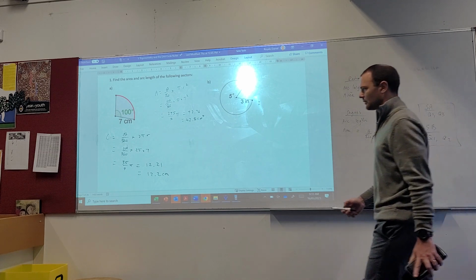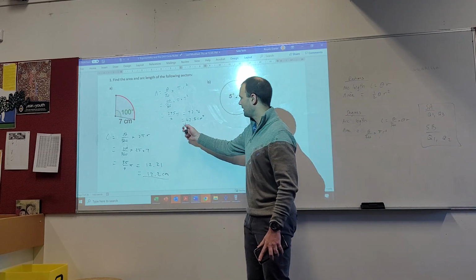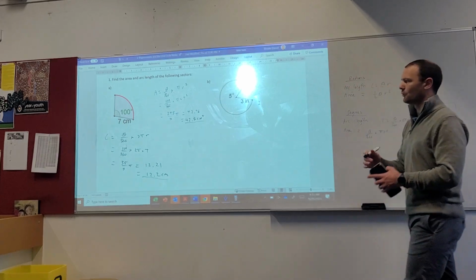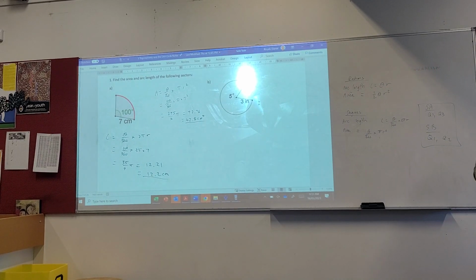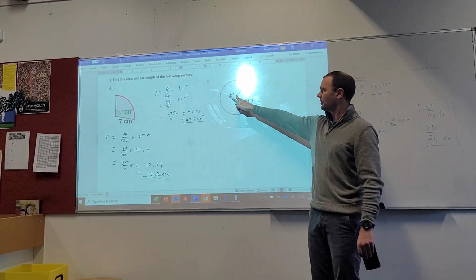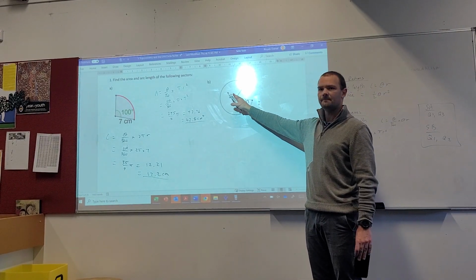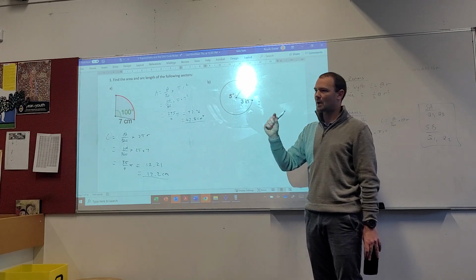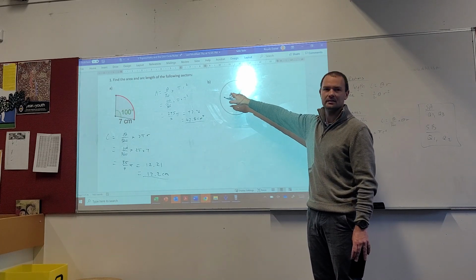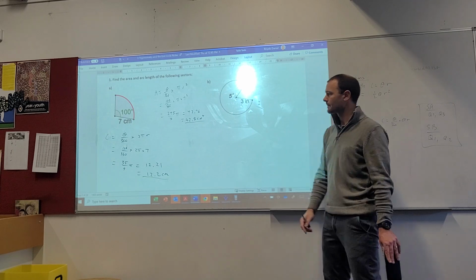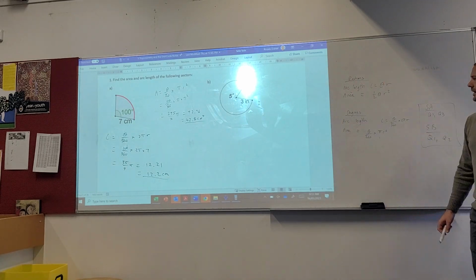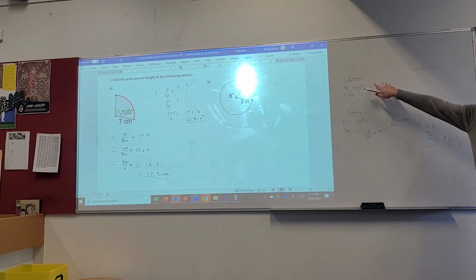Okay, so we found the arc length here. We found the area here, just using those formulas for degrees. Okay, we look at this one. We're presented with the angle in radians. 5 radians. We know it's radians because we've got C. C is the symbol for radians. So that means we're using these formulas here.